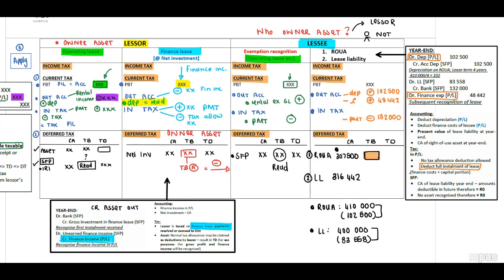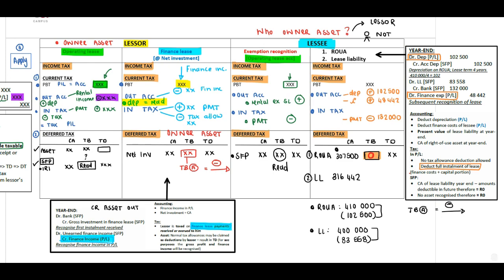Now remember, who is the owner? Our lessor. How do we calculate the tax base? Your tax base of your asset will be the amount deductible in future for tax purposes. Therefore, 0, nothing will be deductible in future. Why not? Because our lessee is not the owner. And you are able to calculate a temporary difference.